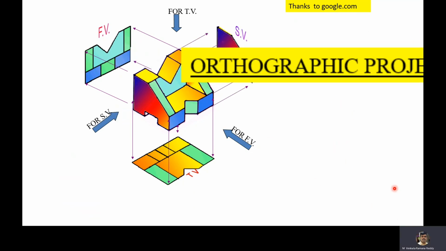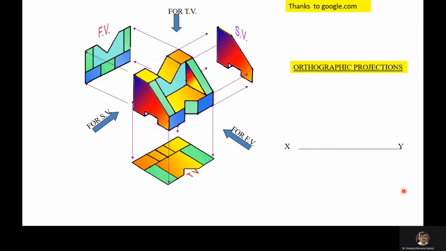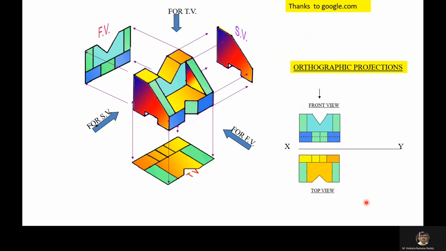Then we'll draw orthographic projections. As we used first angle projection, that's why we got front view above the XY line, top view below the XY line, side view above the XY line and adjacent to the front view. Because this groove is not visible in front view, that's why it's dotted. Even this is related to this one and this one is related to this line and this one is related to this line. This is side view.